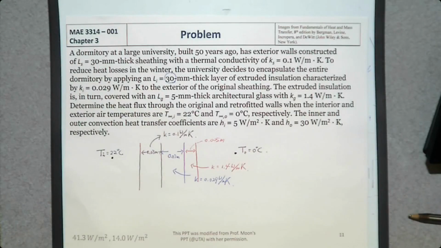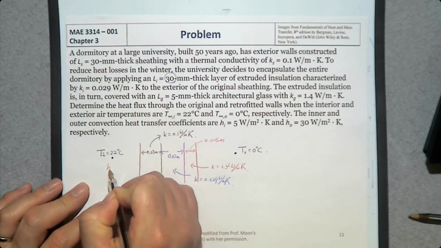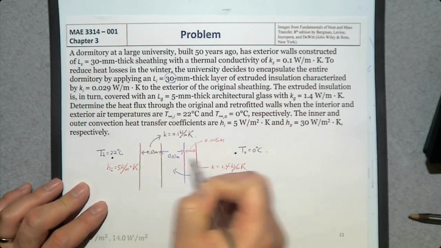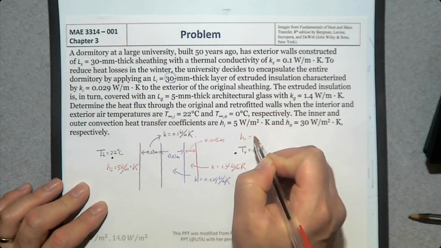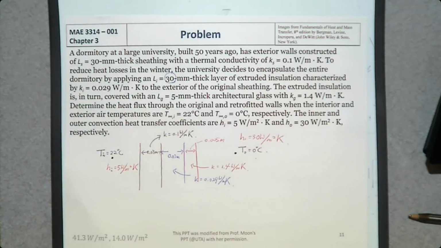Then we need the convection heat transfer coefficient for here and here. One is 5, the other one is 30. So the convection heat transfer coefficient h indoor is 5 watt per meter square Kelvin, and outside h_o is going to be 30 watt per meter square Kelvin. Why is this one greater than this one? Why is the convection heat transfer coefficient outside 30 while the inside is only 5?